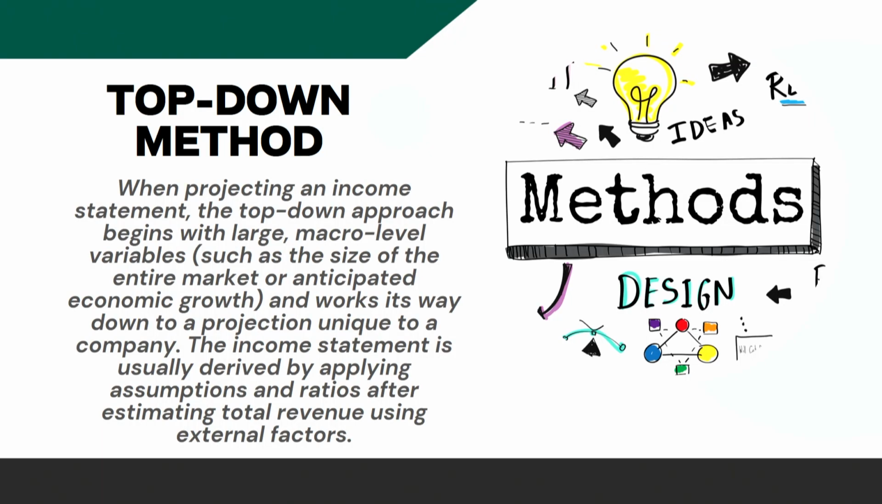After discussing the bottom-up method, let us move further to another method, that is the top-down method, which is also extensively used when we are talking about strategic planning, strategic cost management, strategic financing, and so on and so forth. When projecting an income statement under this method, it begins with large macro level variables such as the size of the entire market or anticipated economic growth, and works its way down to a projection unique to a company. The income statement is usually derived by applying assumptions and ratios after estimating total revenue using external factors. It is exactly the opposite protocol to that of the previous method, that is bottom up.